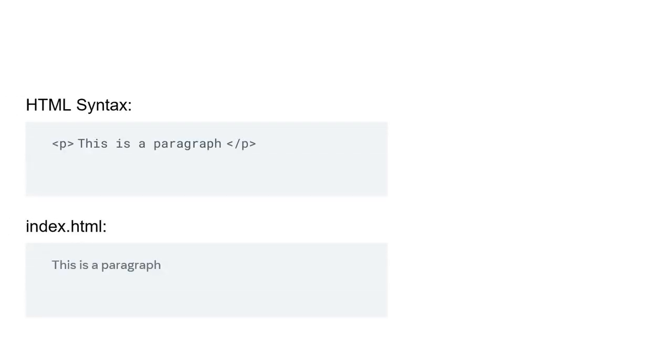HTML elements usually have some content inside them. For example, between the opening and closing tags of a paragraph, you add the text of the paragraph you want to write. HTML elements can also contain other elements. For example, you can add an italics element inside a paragraph element to make text appear in italics.